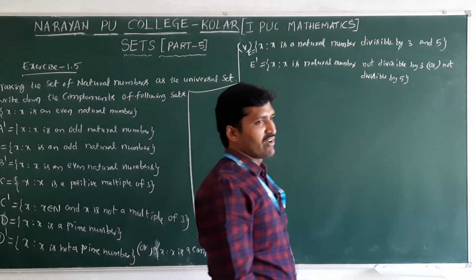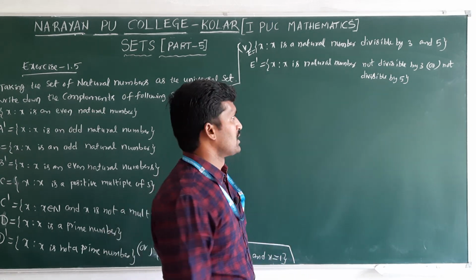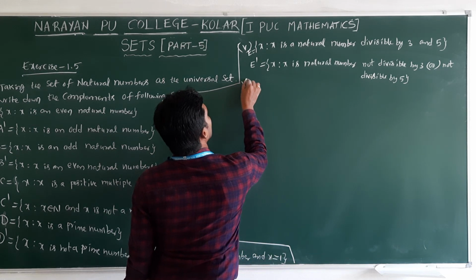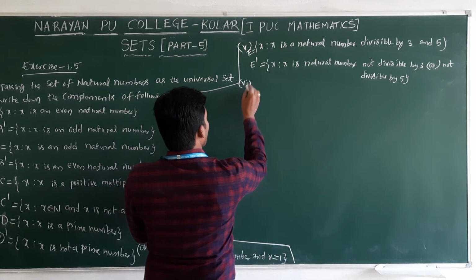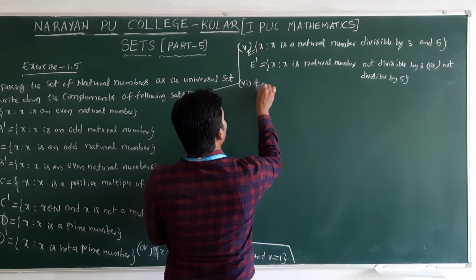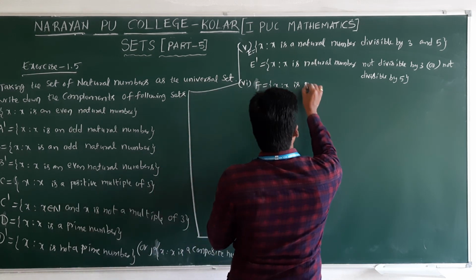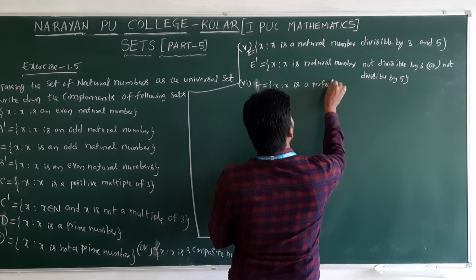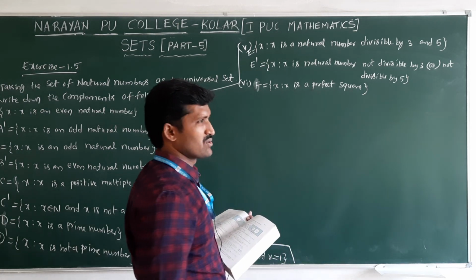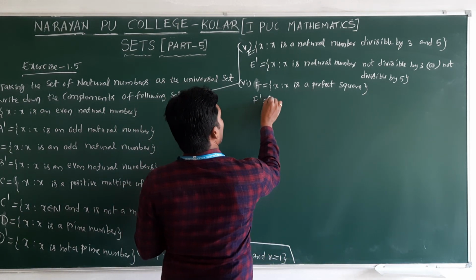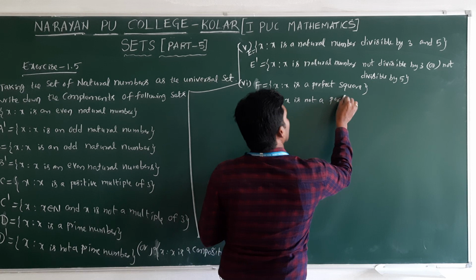Already I said when we apply complement, union changes to intersection. Union means or, intersection means and. So the symbols change. Sixth question. So take F. x is a perfect square. Perfect square means 2 square, 3 square, like that. F dash means just you have to put not. x such that x is not a perfect square.